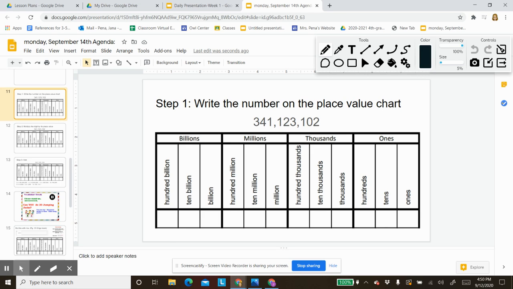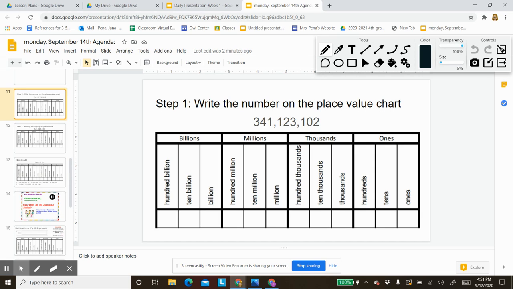Okay, so we're going to go through the steps we're going to take to write a number in expanded notation. So right here, I have a number written in standard form. If we were going to say this number out loud, it would be 341,123,102. And remember, to write that in word form, we simply write exactly like we would say it.